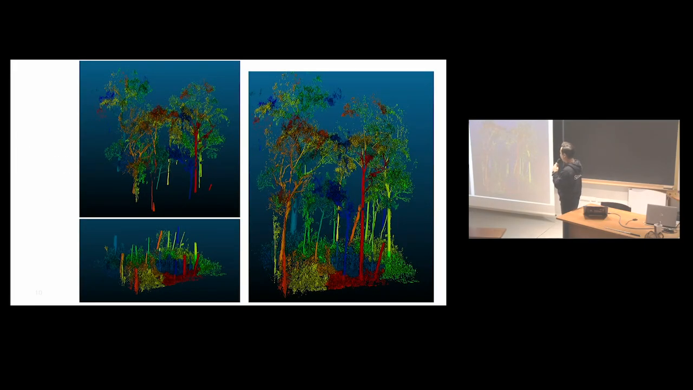This picture shows that we use TLS to scan the forest, and we use the algorithm to separate it into single trees. Then every single tree we also separate into layers. The first is the elevated layer, and the top one is the canopy layer. This one represents fuel for crown fire, and this one represents fuel consumed in an elevated fire, a surface fire.